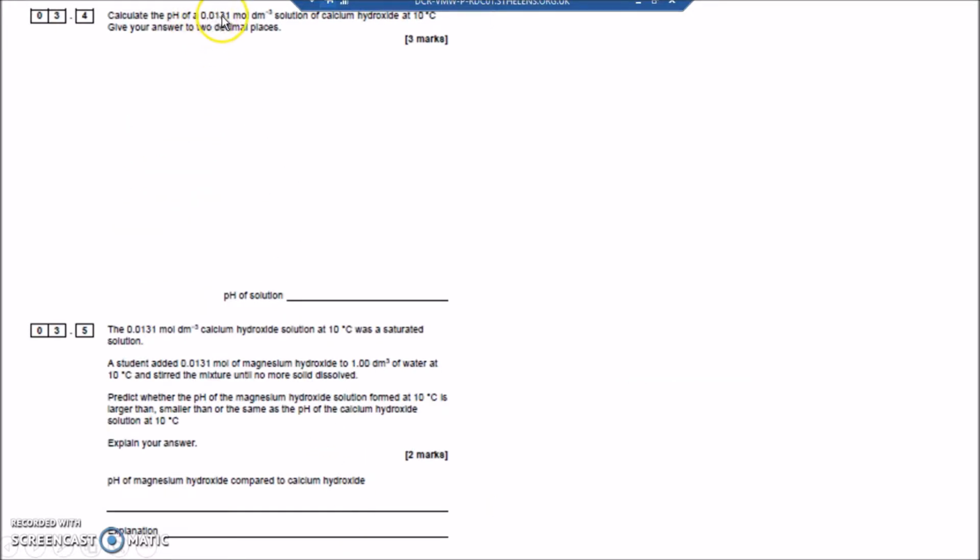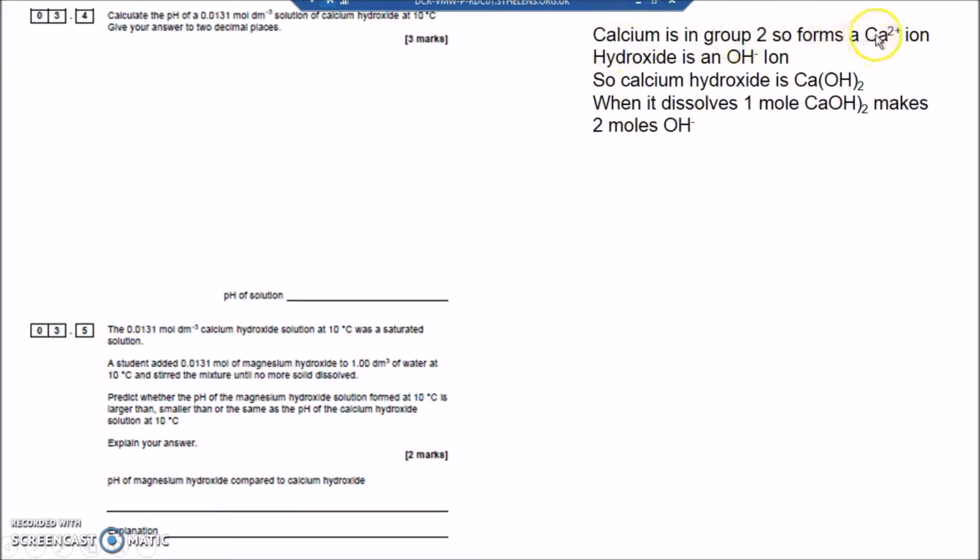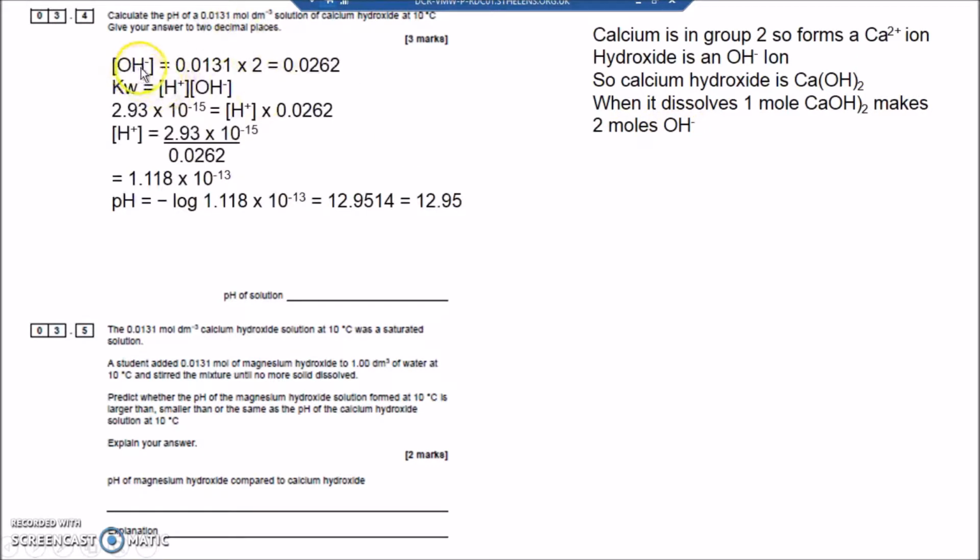Calculate the pH of 0.031 molar solution of calcium hydroxide. Well, calcium's in group 2. If calcium's in group 2, it forms Ca2+. It forms a 2+ ion. It loses 2 electrons, and a hydroxide ion is a minus 1. So calcium hydroxide is Ca(OH)2. It's got to have 2 hydroxides, because 2 pluses need 2 minuses to balance out. So every time 1 mole of calcium hydroxide dissolves, it makes 2 moles of OH minus. So the OH minus concentration is twice the concentration of the calcium hydroxide.